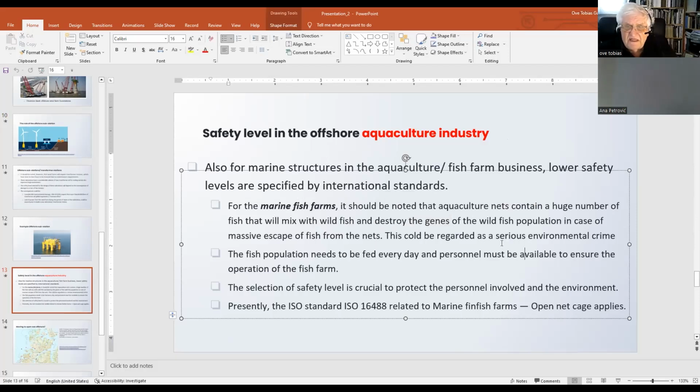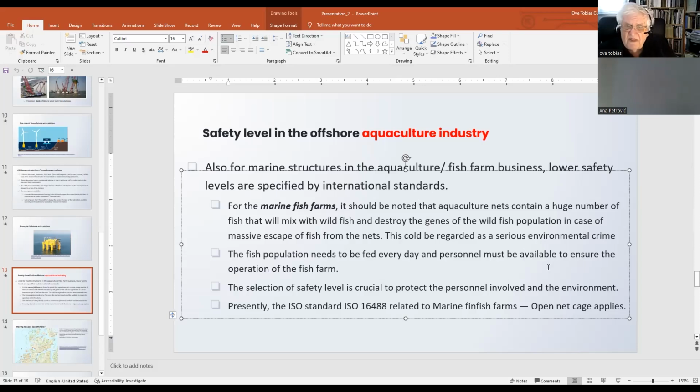I call it a very serious environmental crime, even if we have the escape from a fish farm. And this is not unusual. There are a lot of escapes from fish farms. The fish population needs to be fed every day. It's not like the wind turbine. If a wind turbine is standing still, it's okay. But with the fish farm, we have to feed the fish every day, or we will have another environmental crime, with thousands and thousands of dead fish.